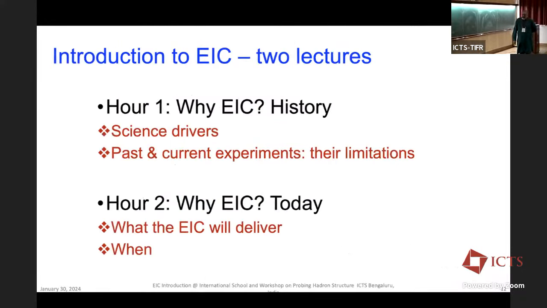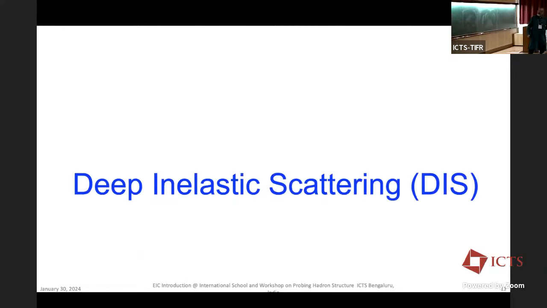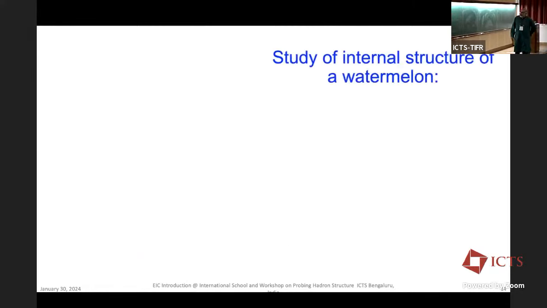Now, so I've said this. The first hour is about the EIC. Why do we need it? From the historical point of view: the science drivers, past experiments and the limitations. And the second one will be more directly towards, okay, how do we solve those problems that we couldn't solve in the first lecture? So let me just jump into the inelastic scattering.